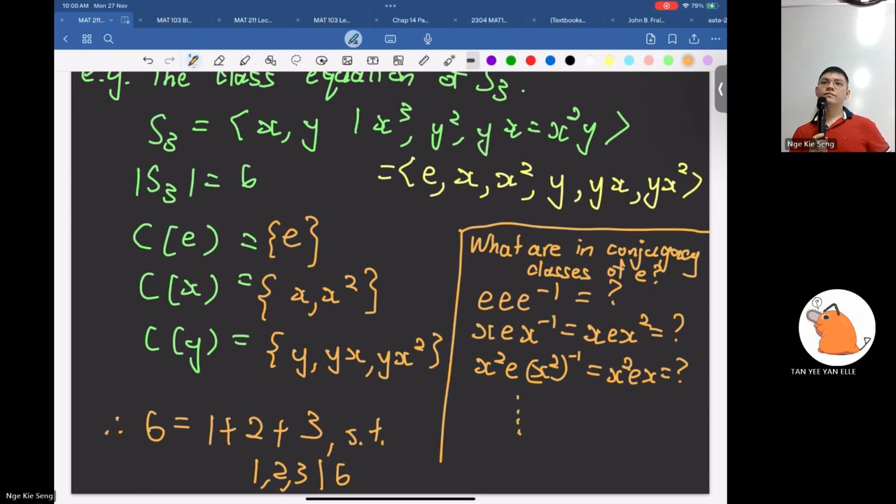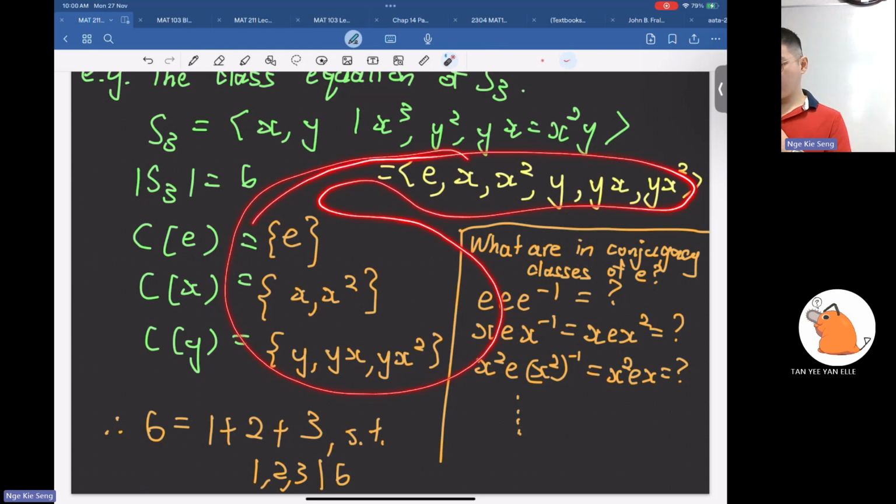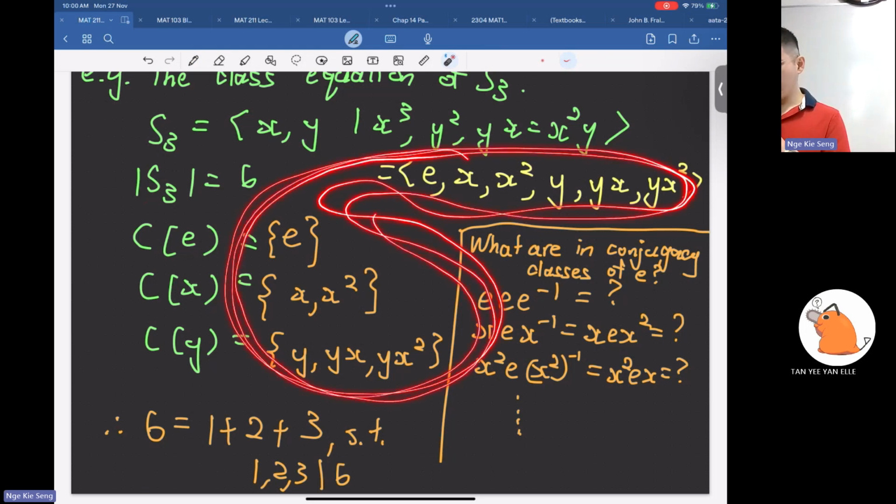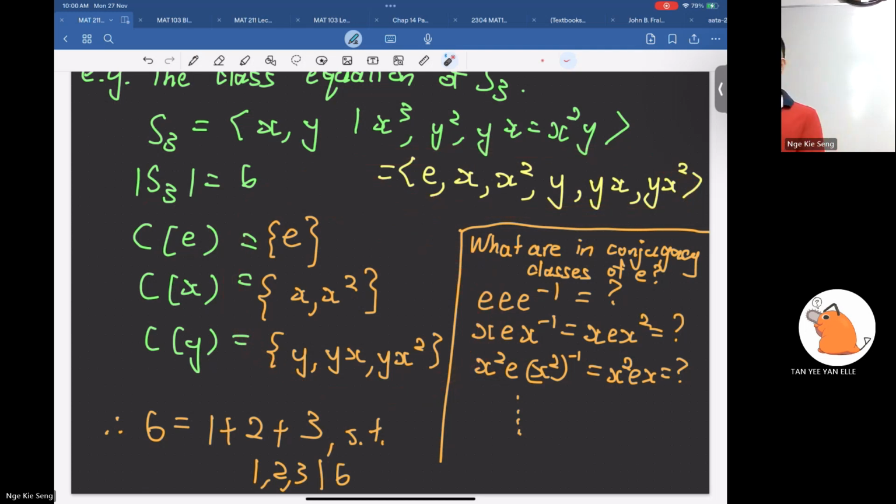Any problem? 6 equals 1 plus 2 plus 3. That makes sense? This is what happens at the group level. Any question before we leave groups?